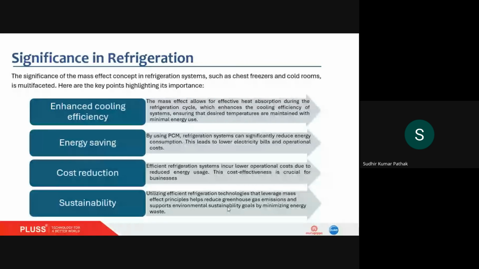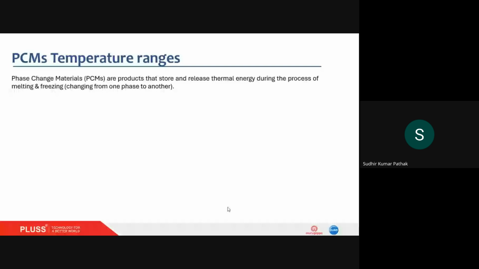That is the motto of our government. We have to reduce our conventional energy sources, reduce the power cuts, and depend on renewable or clean energies. So if we integrate the phase change material with existing cold rooms, we can reduce energy consumption and maintain sustainability. It will help increase the growth of our country in terms of energy saving.